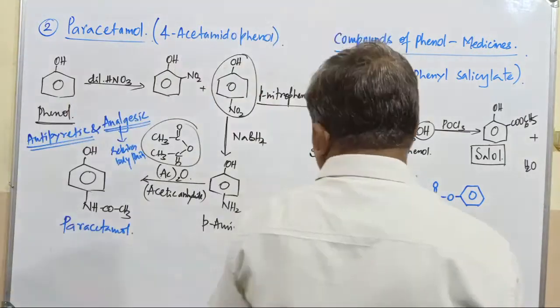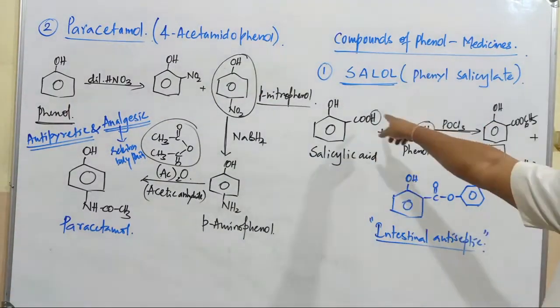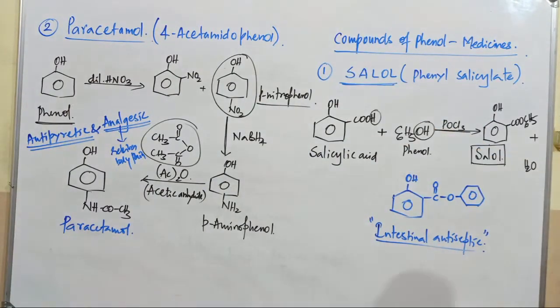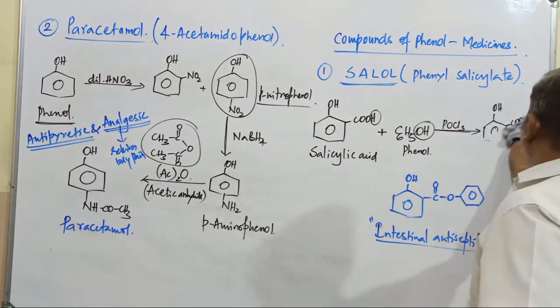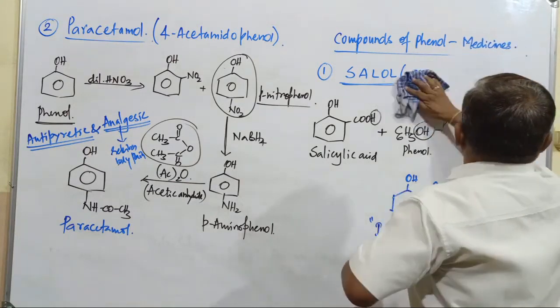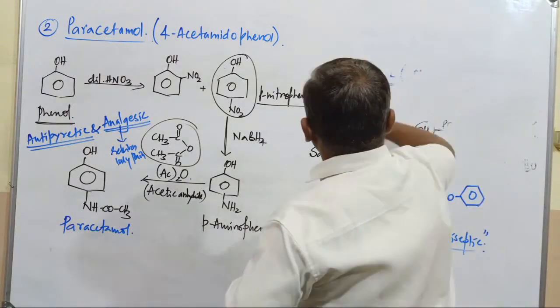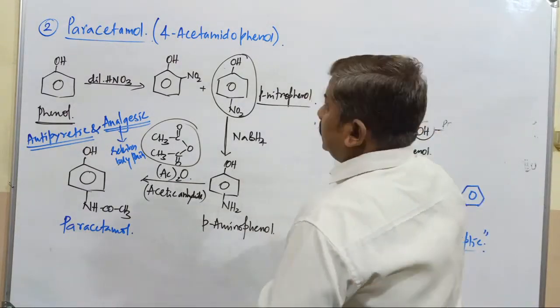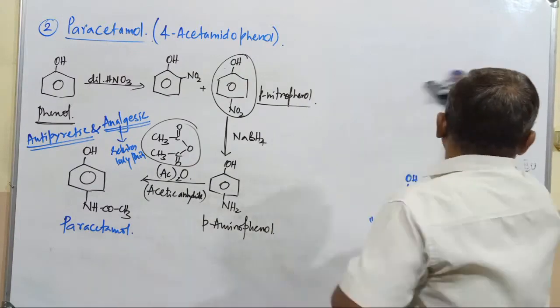So this is the structure of paracetamol, known as para-acetaminophenol. One brand is Calpol. Some more compounds of this phenol are used in medicine. You can consider that one. Number 3, copy it.